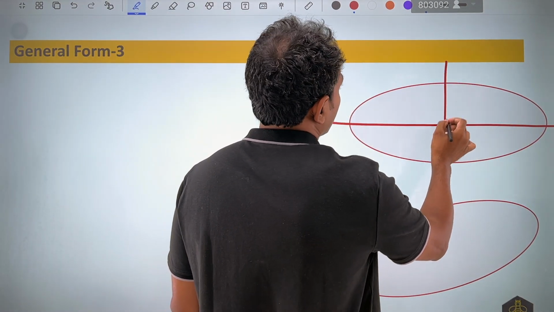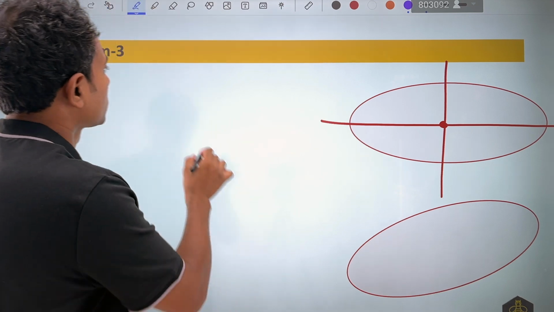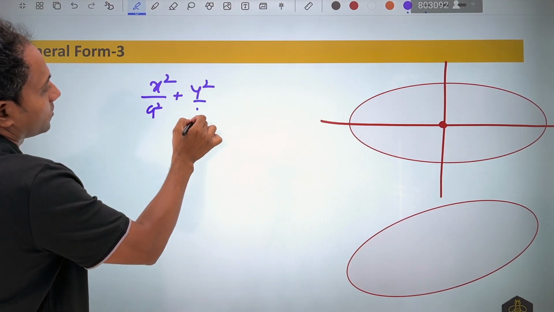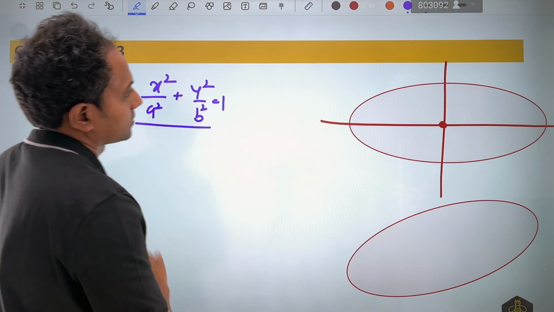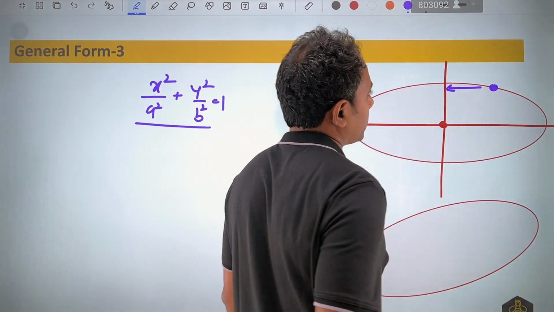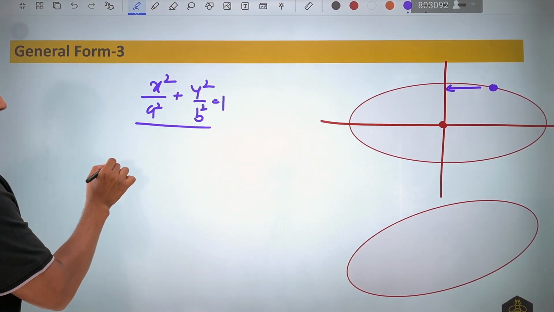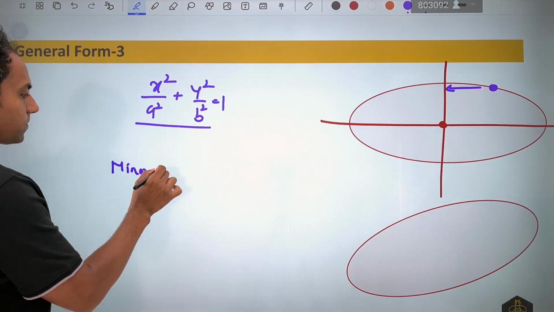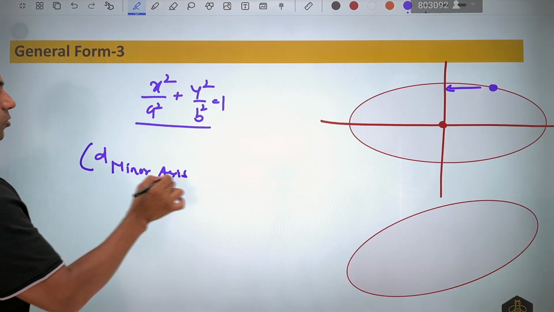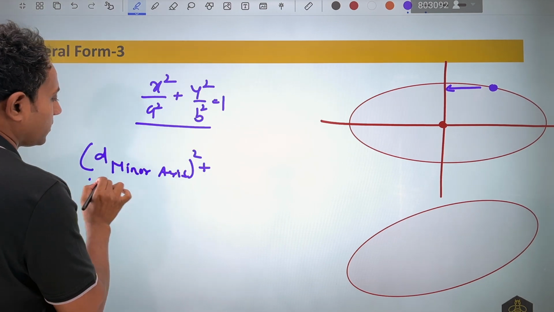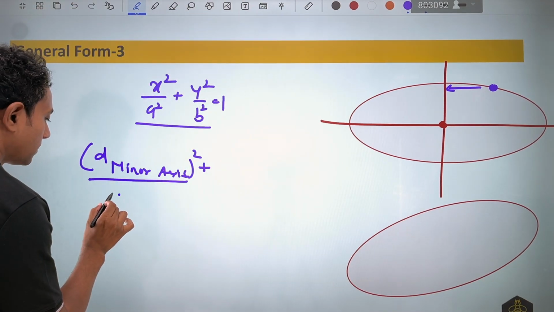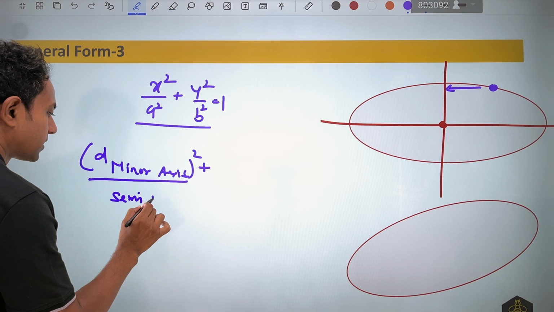How does it behave? So what is happening is, when you are writing this equation, x square by a square plus y square by b square equal to 1, what is x? If you look at this point, x is nothing but the distance from the minor axis. So essentially what you are writing is the distance from the minor axis. I will write d minor axis whole square, and then you are dividing it by what? So the a square is written, that is nothing but the length of the semi major axis.